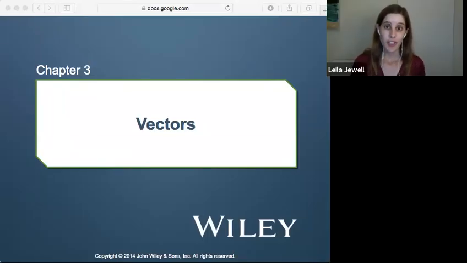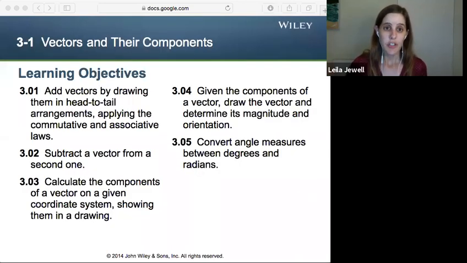Chapter 3, Vectors. Some of you may have seen vectors before, depending on which part of the calculus series you're in, or you may be about to see vectors, again, depending on how much calculus you're going to take. This chapter is really a mathematical chapter to cover the tools we need to describe vectors, because lots of physics uses vectors, this mathematical concept, in order to analyze the world around us. So the first section is taking a look at vectors and their components.